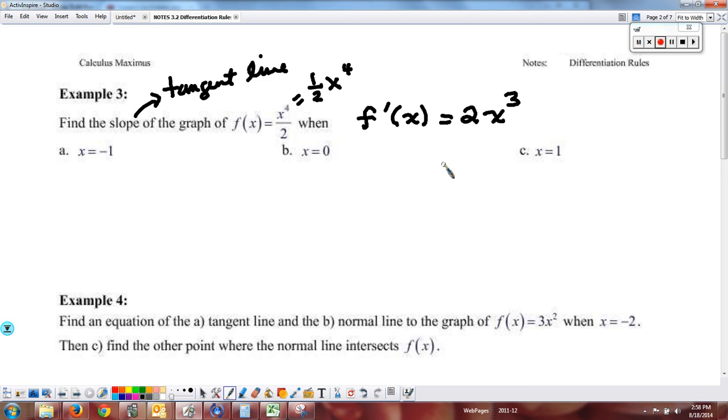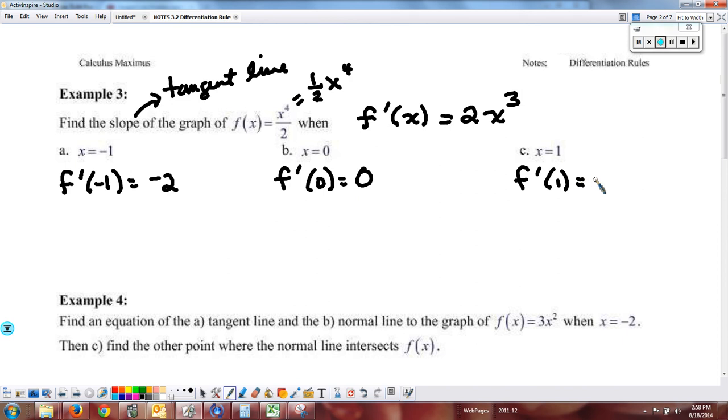3. Once I very quickly get a derivative rule, then the slope at negative 1, plug and chug, is negative 2. The slope at 0 is 0. The slope at 1 is 2. So very quickly we can come up with these slopes, and it is a definite time saver over the limiting process that we were doing in the previous section.